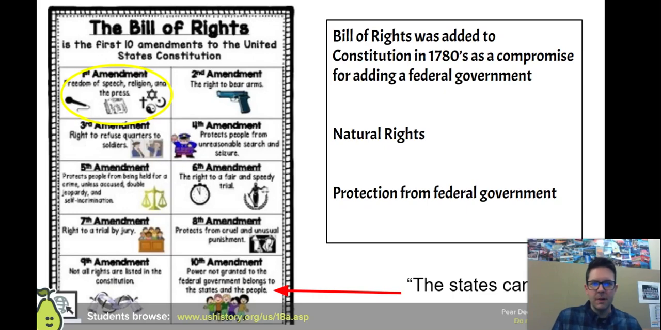So the Bill of Rights are the first 10 amendments added to the Constitution. And as we've talked about before, the Constitution was not the first form of government the United States had. Prior to that, they had the Articles of Confederation, which, as I mentioned before, was a complete disaster. So they wanted to revise it.